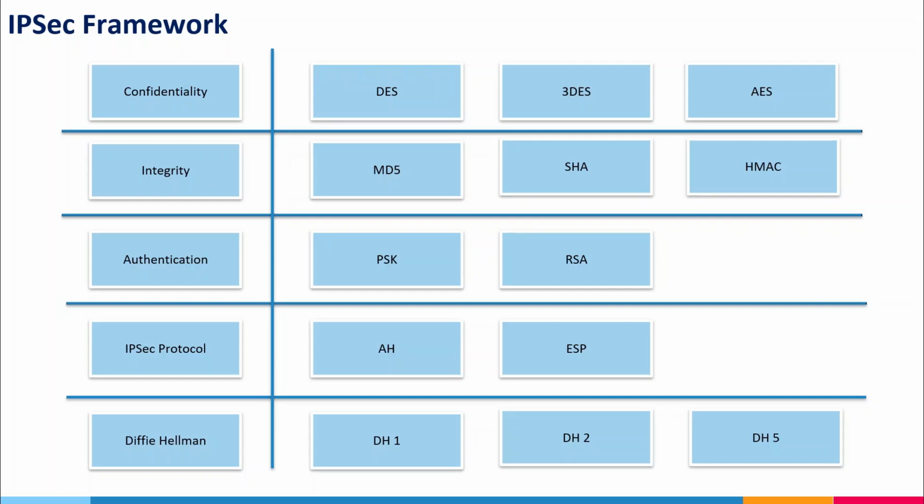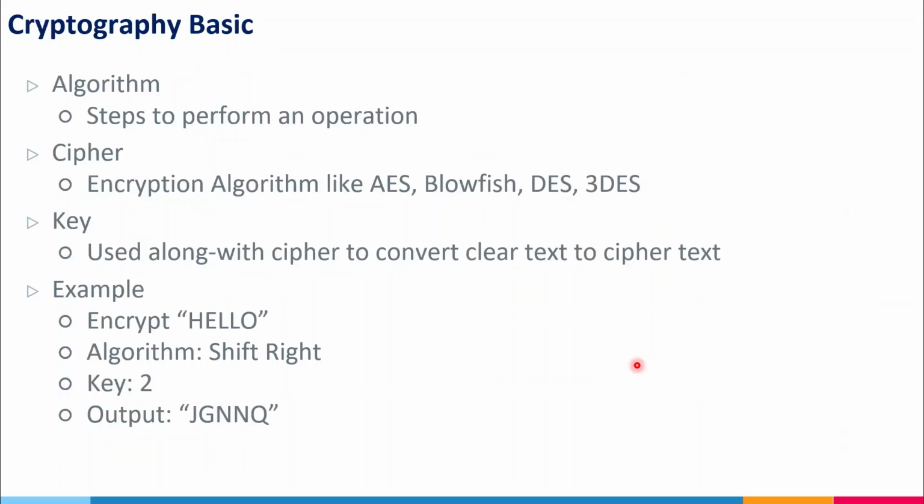So let's get started. Confidentiality in communication can be established using cryptography. Let's go through a few basic terminologies used in cryptography. In any cryptography you have an algorithm, which is basically a set of steps of actions to be performed. Then we have a cipher. Cipher is basically the name of an algorithm, for example AES, Blowfish, DES or triple DES. Now a cipher alone is not useful. A cipher is used in combination with a key, using which we can create a cipher text.